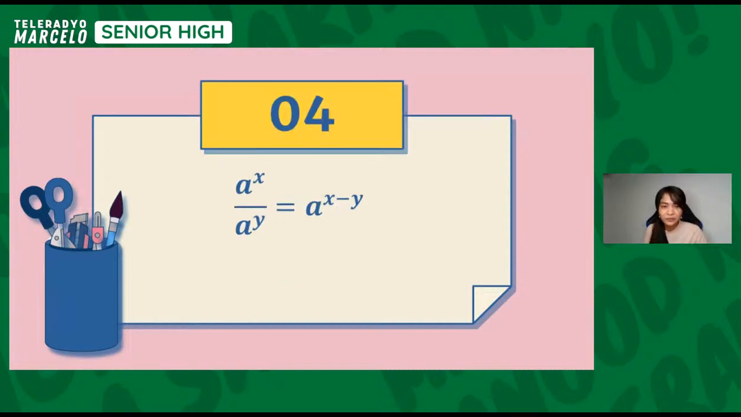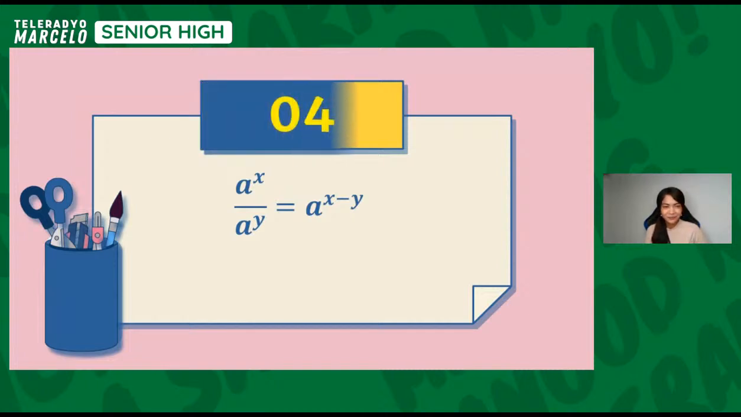How about this one? A raised to x over a raised to y equals a raised to x minus y. Is this true or false? You have 5 seconds. Okay, your 5 seconds is over. Now let's see the correct answer. Okay, this one is true. That is because the quotient of exponential expressions having the same base is equal to the base raised to the difference of its exponents. Okay.